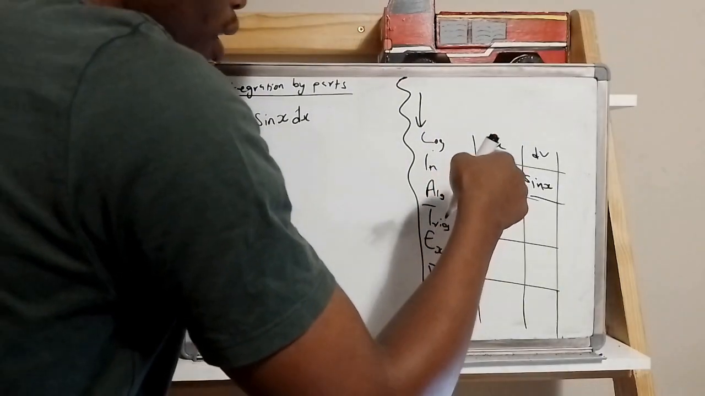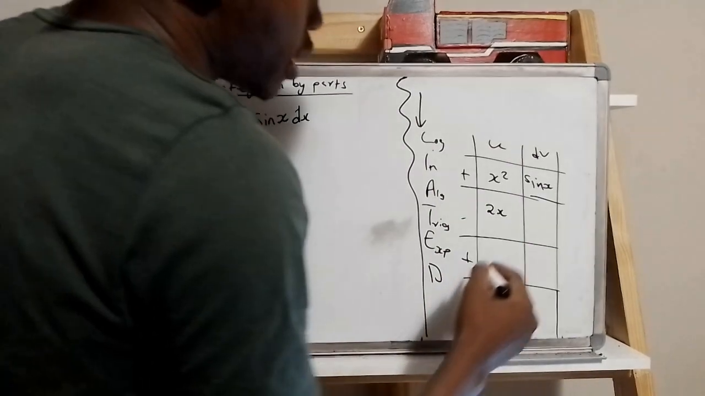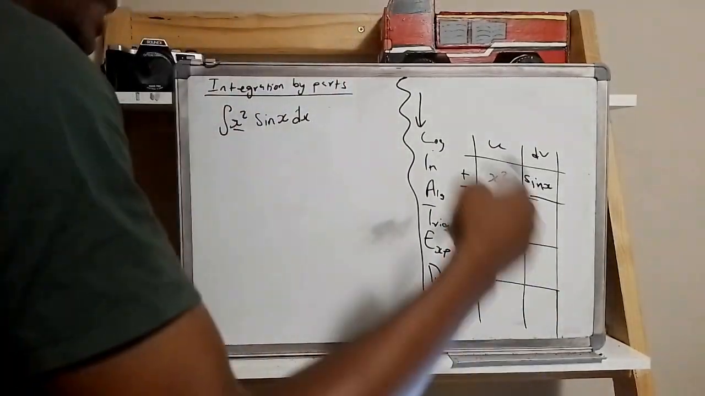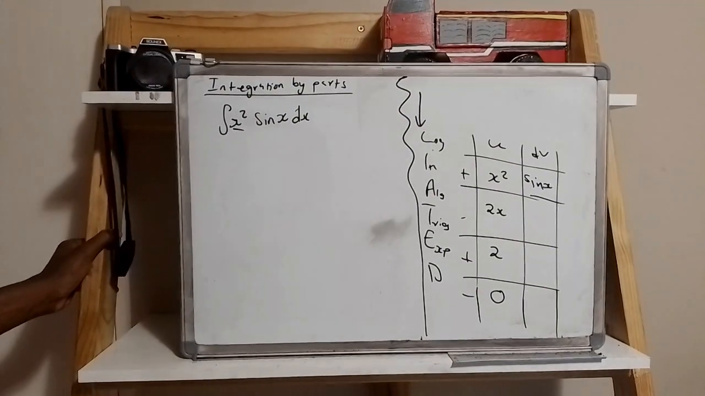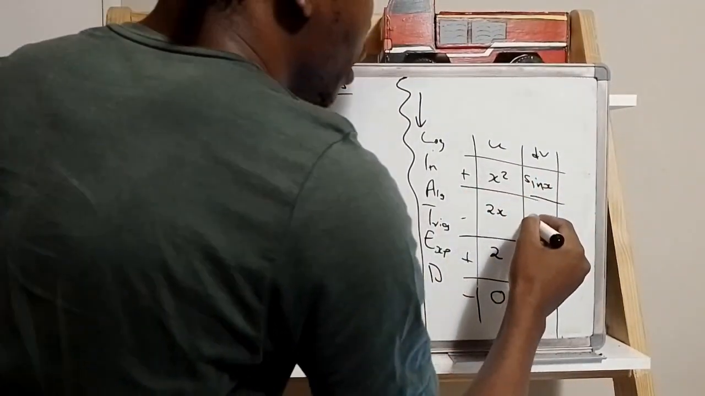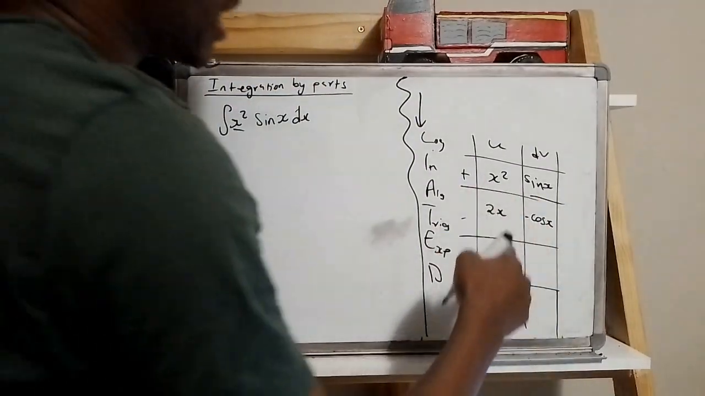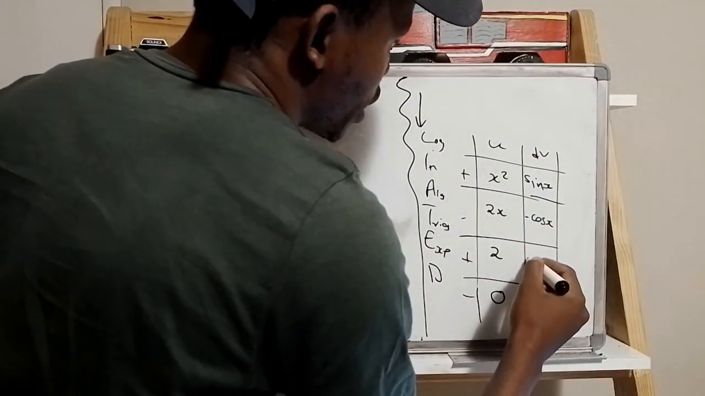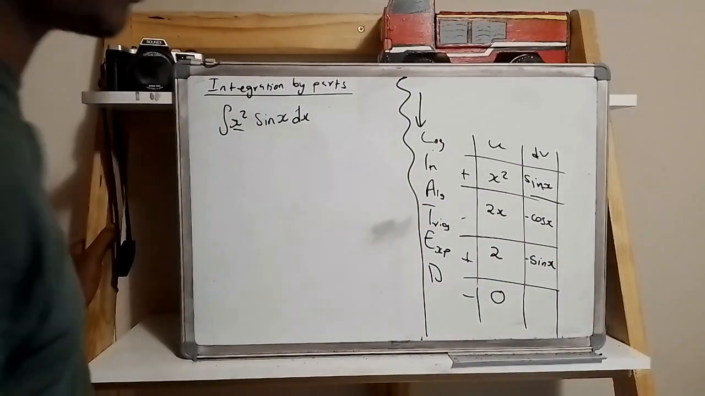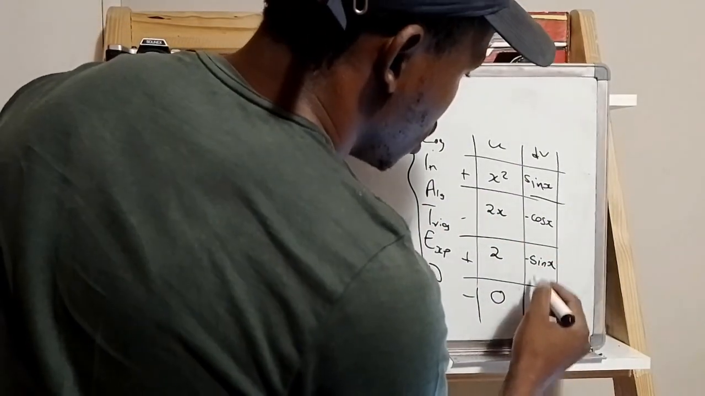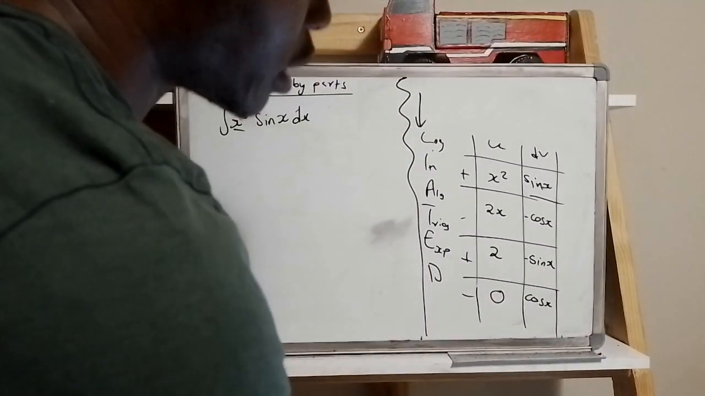Then differentiate this, I'm going to get 2x. Differentiate it one more time, I'm going to get 2. Differentiate it again, I'm going to get 0. Then integrate sine x, I'm going to get negative cos x. Integrate negative cos x, I'm going to get negative sine x. Integrate negative sine x, I'm going to get positive cos x. That's how I'm going to do it.